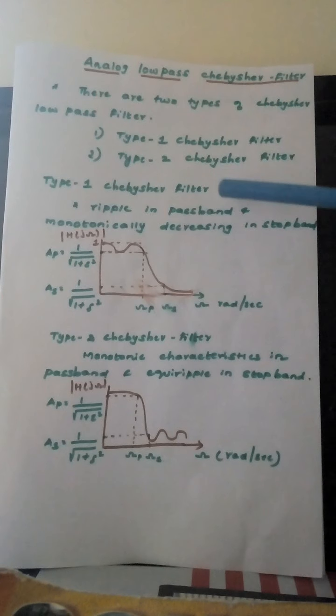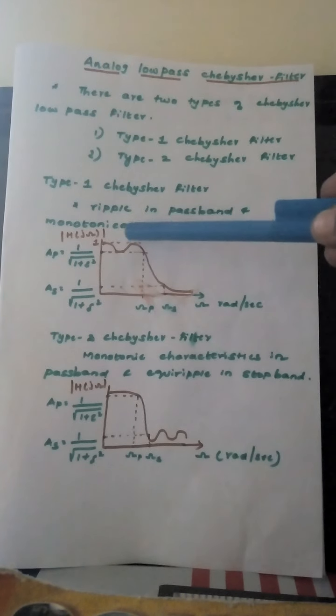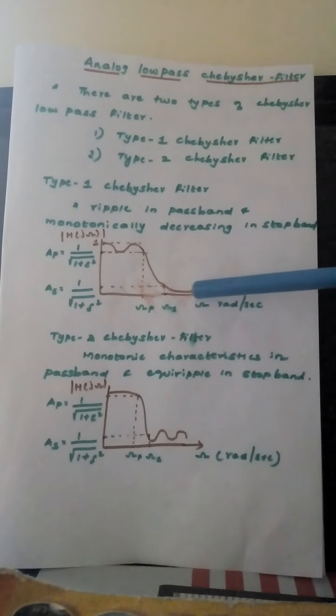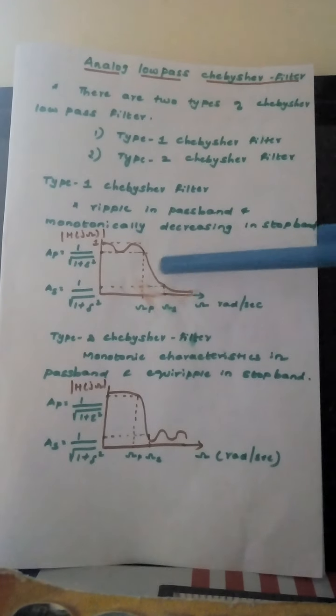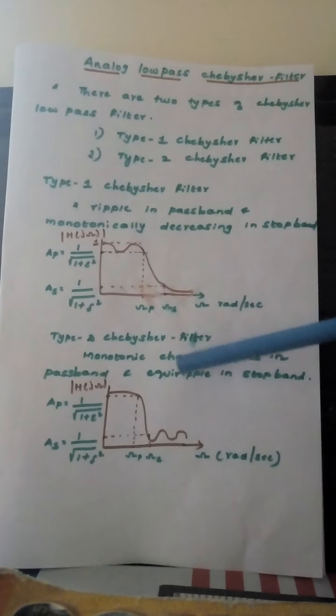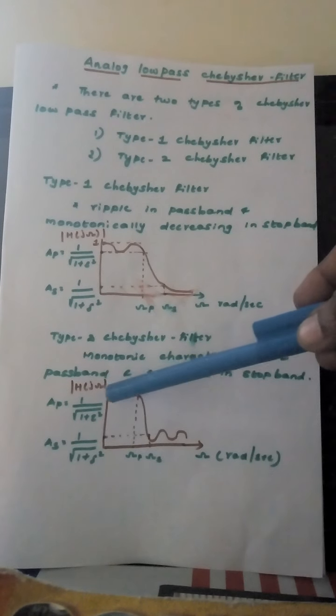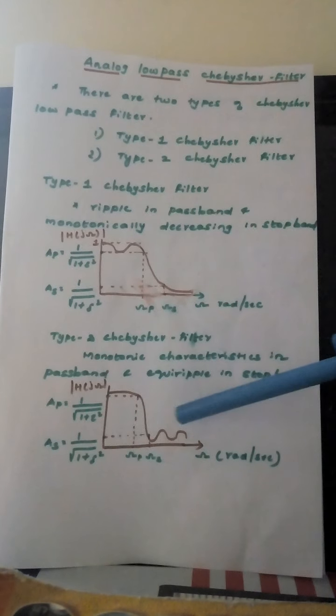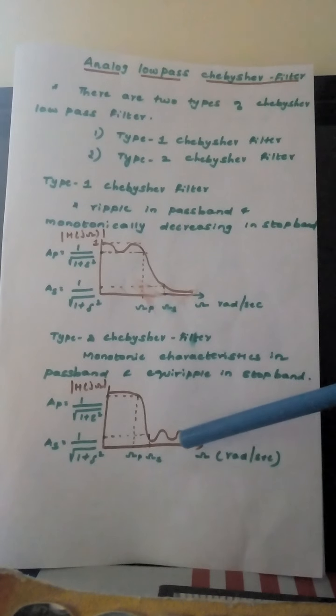In the type 1 Chebyshev filter there is a ripple in the pass band, and it decreases monotonically in the stop band. We obtain a smooth characteristic in the stop band; there is no ripple in the stop band. In the type 2 Chebyshev filter, it decreases monotonically in the pass band and there is a ripple in the stop band.